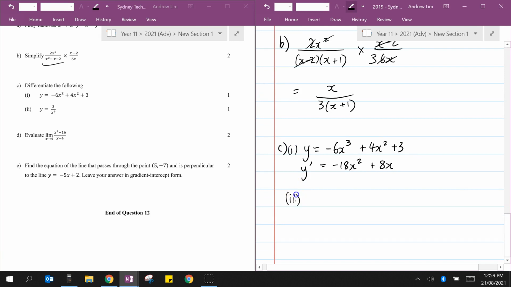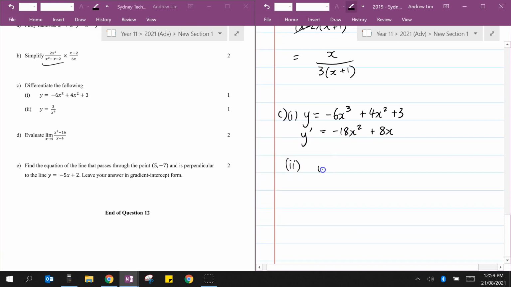Part 2. We have y is equal to 3 over x to the power 4, which I'm just going to rewrite as 3x to the power negative 4. So y dash has to equal negative 12 x to the power of negative 5, because we need to reduce the power by 1. I'm going to rewrite this without the negative power.